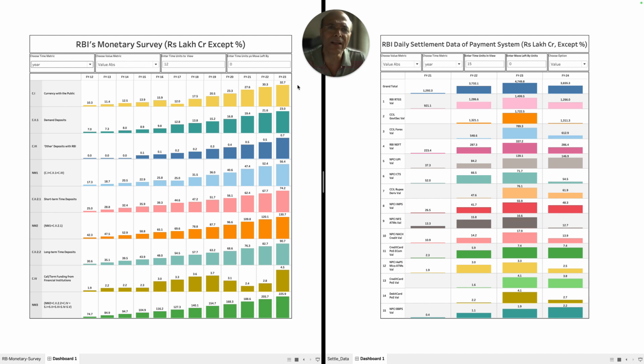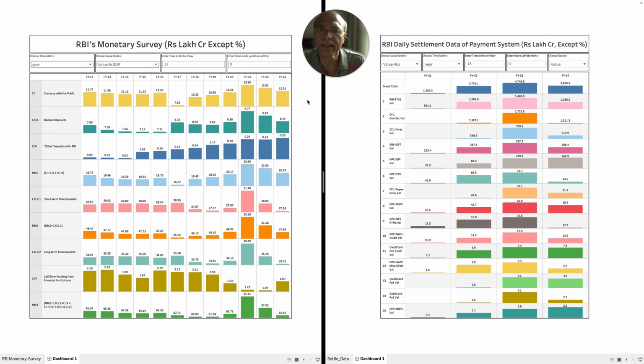Now, people may say, oh, our GDP has increased, therefore the cash has increased. So let's do a nominal GDP percentage to nominal GDP. So I have that dimension also captured here. Now look at this. In FY12, it was 11.77% of the total nominal GDP. Then it is 11.46% in FY13. Then 11.12%. Up to FY16, before the demonetization happened, the number fluctuated between 11.77 to 11.52.